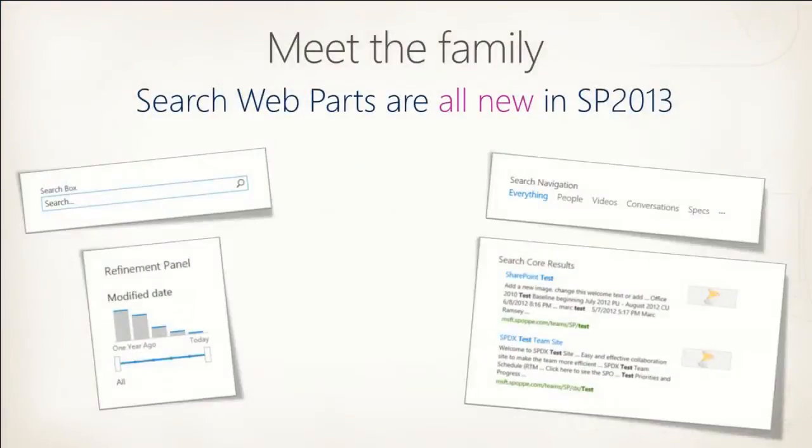So let's meet the family. These are all new search web parts that we're introducing in SharePoint 2013. You see the core results, there's the search box, there's the refinement web part. All of these have been written from scratch so that they can take advantage of the client-side rendering advantages and display templates infrastructure.